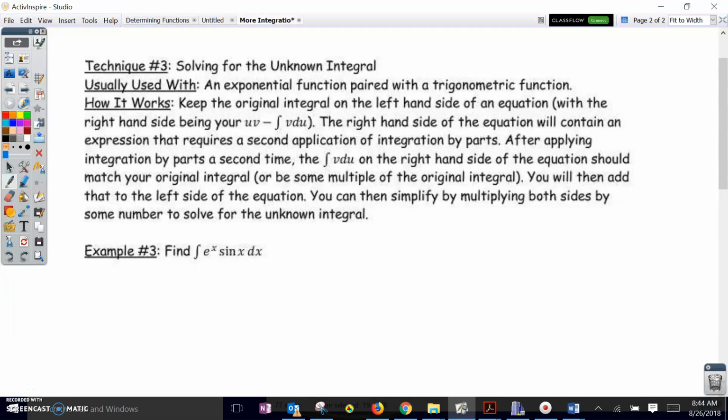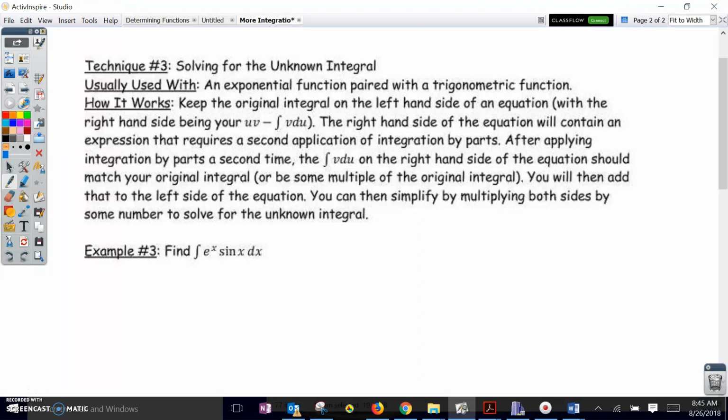Alright, in this video we're going to utilize a technique for integration by parts known as solving for the unknown integral. And this is used when we have exponential functions paired with trigonometric functions, the two lowest on our LIPET hierarchy. Because when we take the derivatives and integrals of exponential and trigonometrics, they're never going to decay away or disappear like logarithmics or inverse trigs or polynomials will. And so no matter what we do, we will never get an integral that we can find simply by using anti-differentiation. So we utilize this technique.